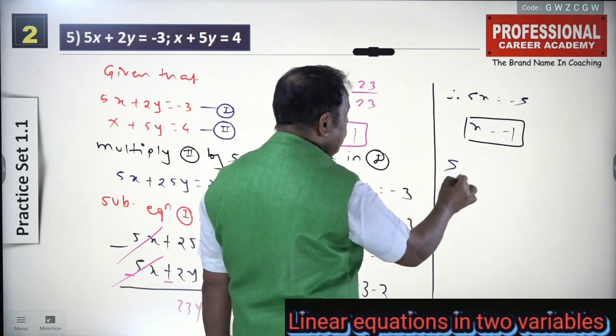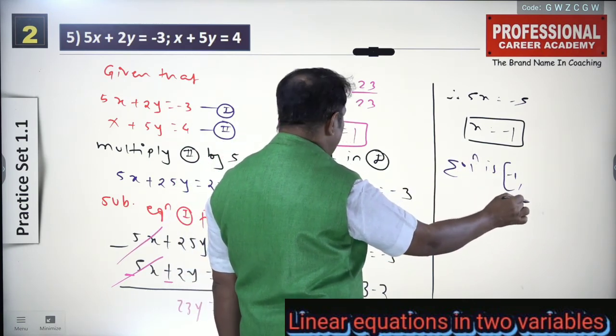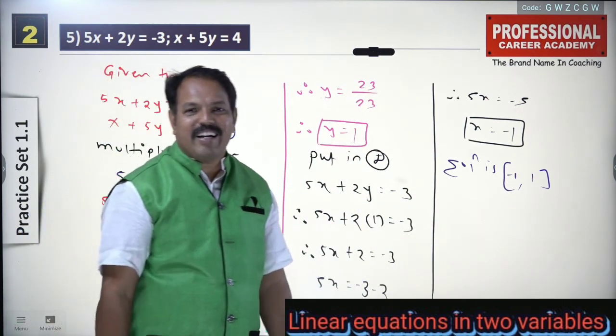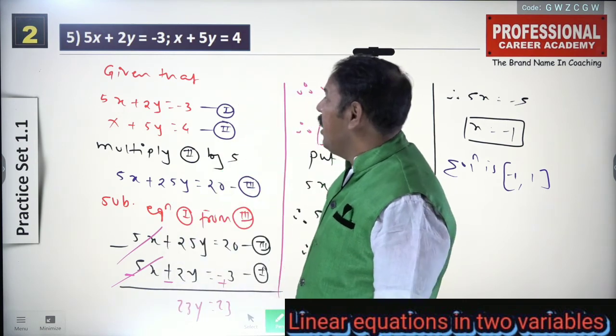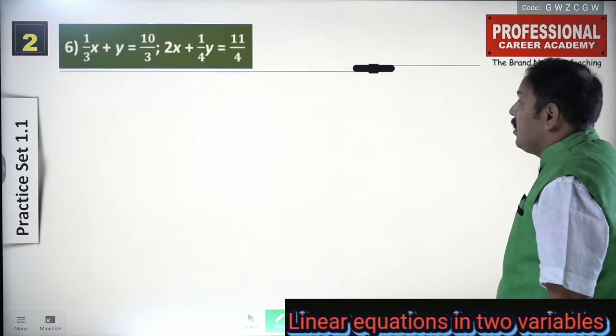So what is the solution? The solution of the given simultaneous equation is -1, 1. That is the solution. Got it? So simple. In this way we have solved 5 questions in this practice set.